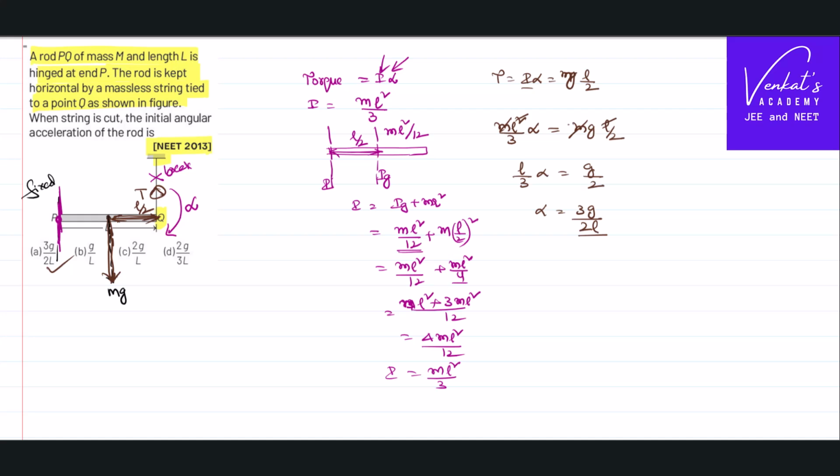Be careful. Here the torque is developed on this rod due to this weight, mg acting, and this is the string that is attached, and this perpendicular distance is L by 2. So torque is force into perpendicular distance. Force is mg, perpendicular distance is L by 2. So mg into L by 2. That's how we get this answer.